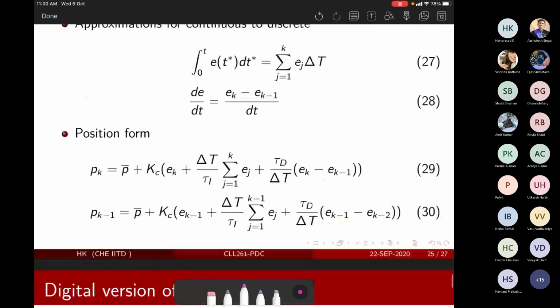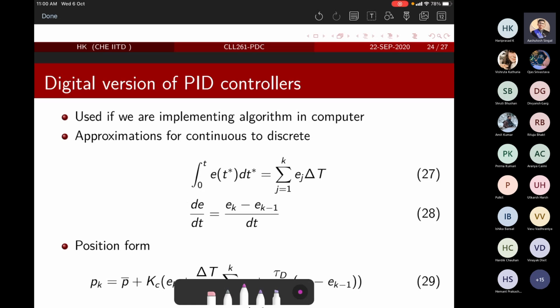Now, this we can consider in the next class. This is a digital version of the PID controller. Okay, guys.